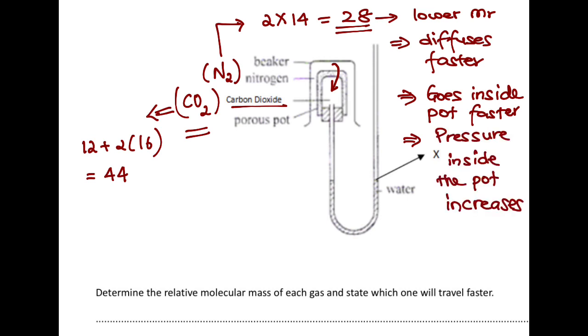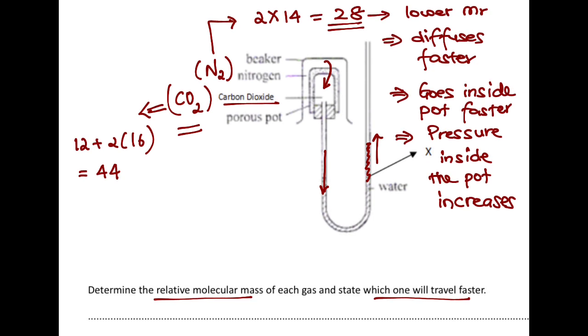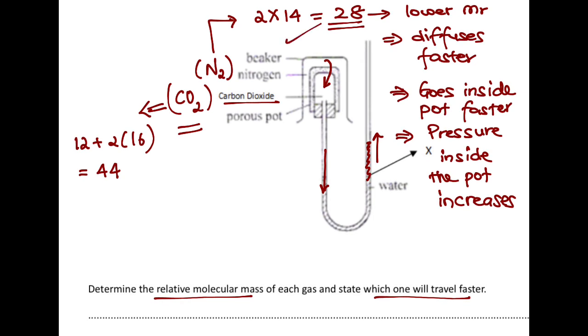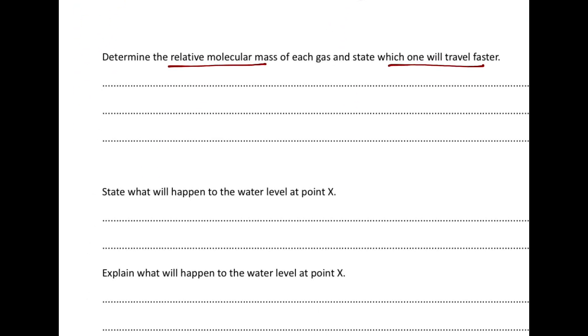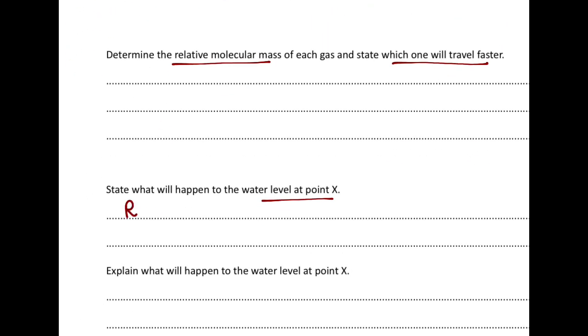And when pressure inside the pot increases, this is going to go down and this level of water is going to go up. So the level of water on the right hand side will go up. Right? So the question: determine the Mr of each gas and which one will travel faster. We found the Mr and we said that nitrogen will travel faster. State what will happen to the level of water at point X. So this is point X. It rises.